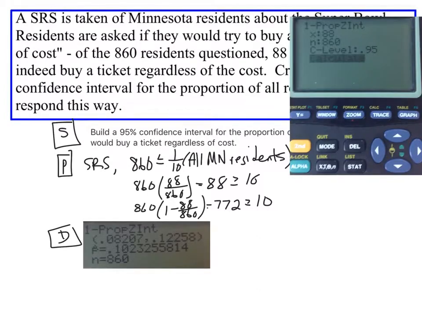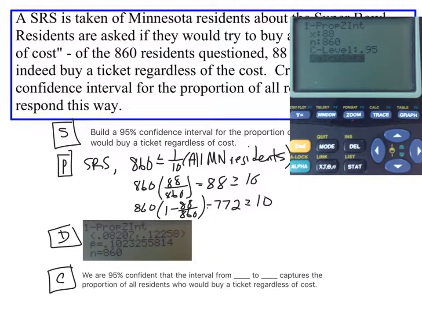So the calculation here, please remember, you go to your stat tests menu. This is letter A, 1 proportion z interval. You see I typed in 88 out of 860. There's my level. Calculate. Here is what I would report, just that interval. So, your conclude. All right, we are 95% confident that the interval from 0.08 to 0.12 captures the proportion of all residents who buy a ticket regardless of cost.